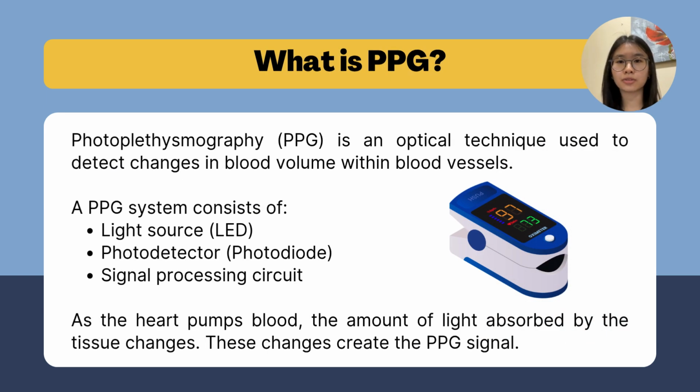PPG stands for photoplethysmography. It is an optical sensing technique used to detect changes in blood volume inside blood vessels. A PPG system consists of three main components, which are a light source, usually an LED, a photodetector, such as a photodiode, and a signal processing circuit. As the heart pumps blood, the blood volume changes continuously. This is absorbed by the tissue, producing a PPG signal.